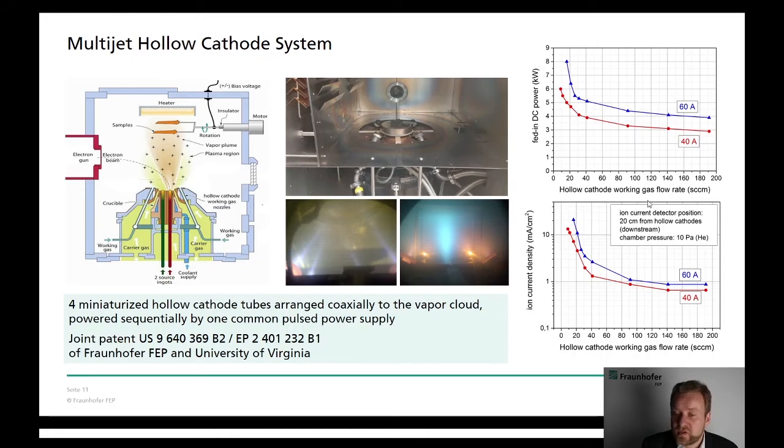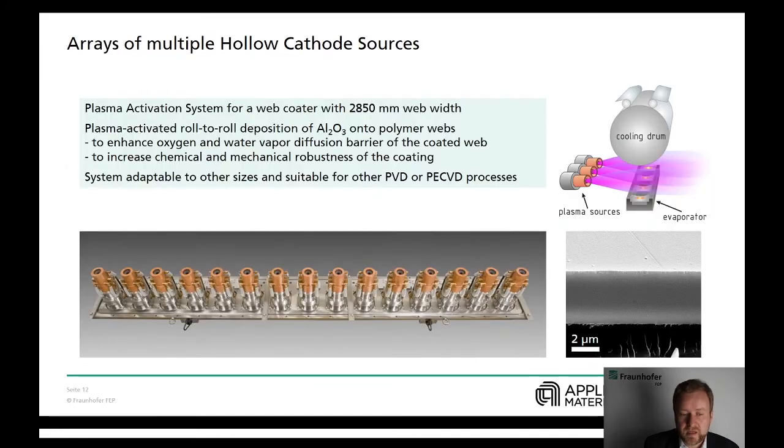When we reduce the hollow-cathode gas flow rates, the plasma power goes up, and we can increase the ion current density by more than an order of magnitude again, and reach values of 10-20 milliamps per square centimeter, which we had identified at the beginning as the interesting parameter range for plasma-activated ePECVD. And when we can configure 1, 2, or 4 hollow-cathodes, why not 15 or even more?